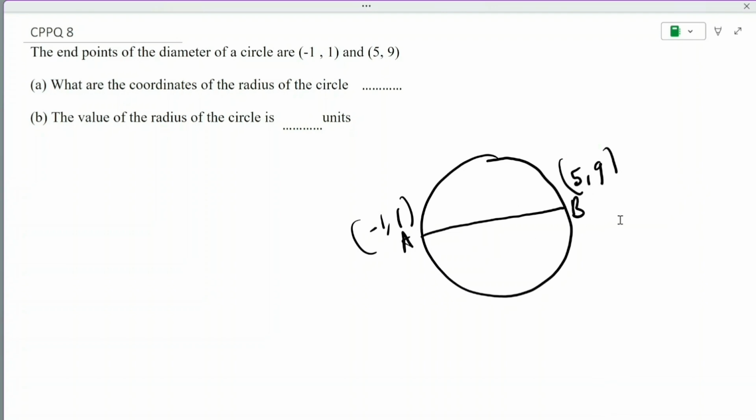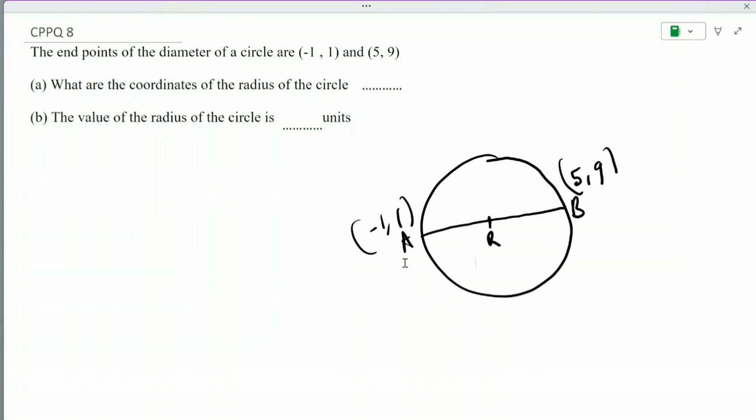We're dealing with a straight line. The diameter is a straight line. So the focus is not on the circle, but on the straight line. I know part A of the question says, find the coordinates of the radius of the circle. The radius of the circle is in the middle. If AB is the diameter, the radius is in the middle. So we've been asked to find the coordinates of the radius, that's the x and y value of the radius.